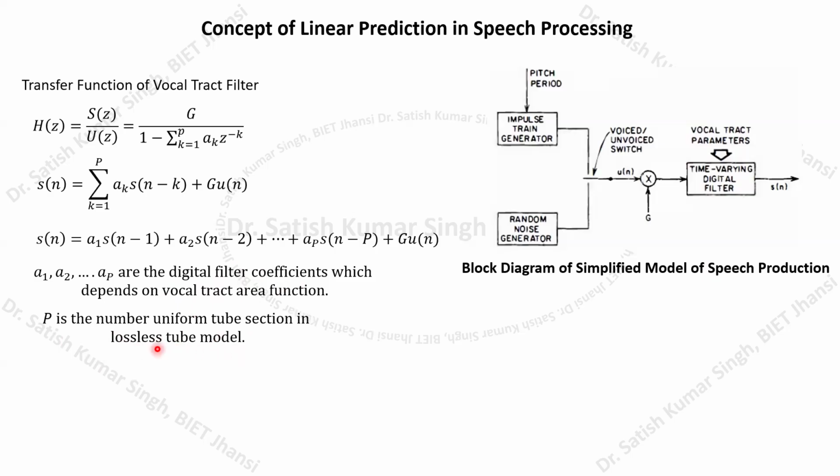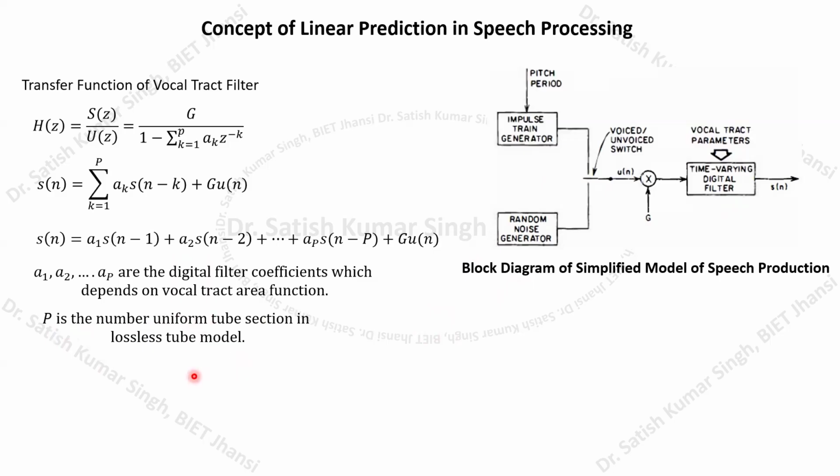As I have already explained, the complete vocal tract has its beginning from the glottis point and ends at the lip position. So from the glottis to the lip position, the vocal tract is divided into uniform tube cross sections. The number of such uniform tube sections in this case is P. So P represents the number of uniform tube sections, right?